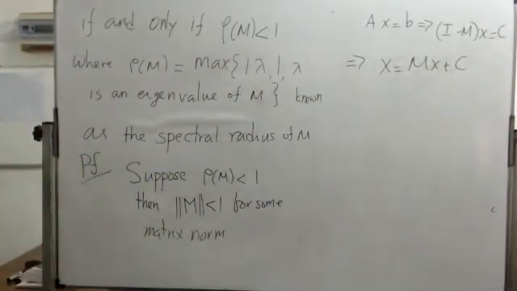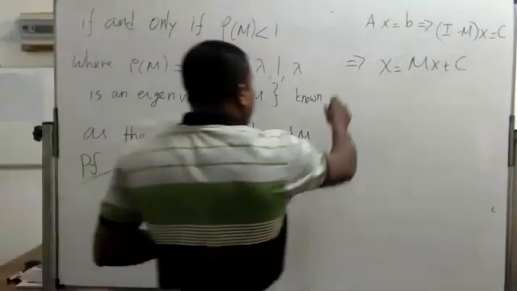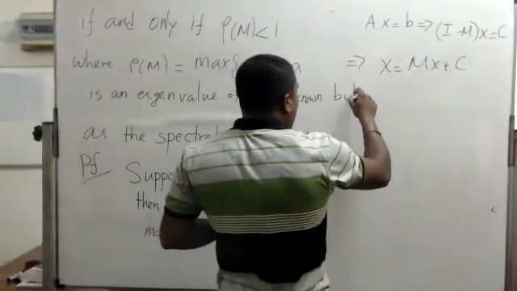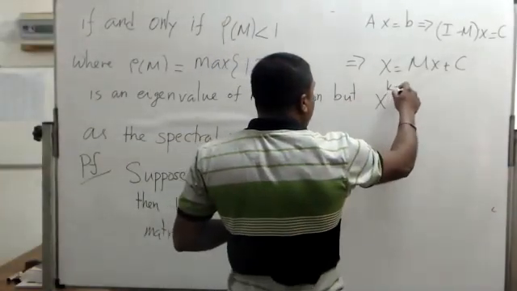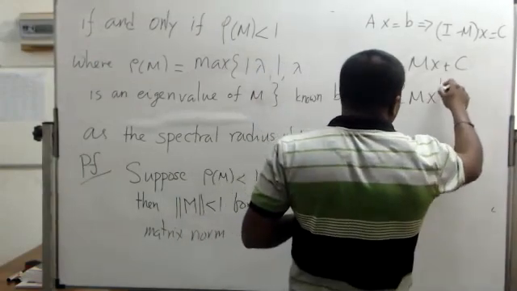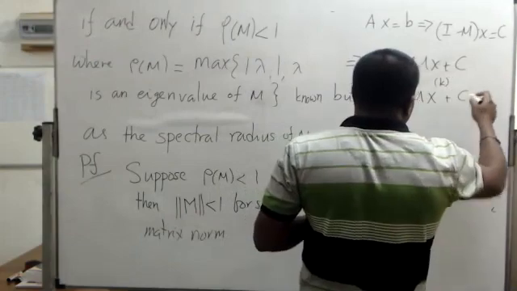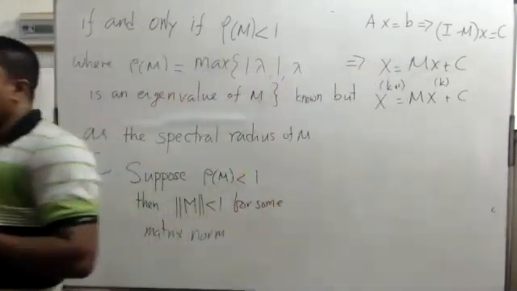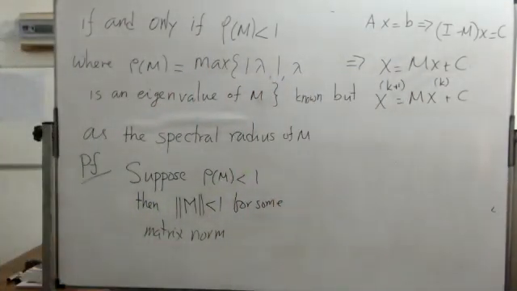If x is a solution of the system, you know that x = Mx + c. Right? So we have to show the convergence. At the same time, you have x_{k+1} = Mx_k + c. That is your iteration. Right? So this is how you define iteration.